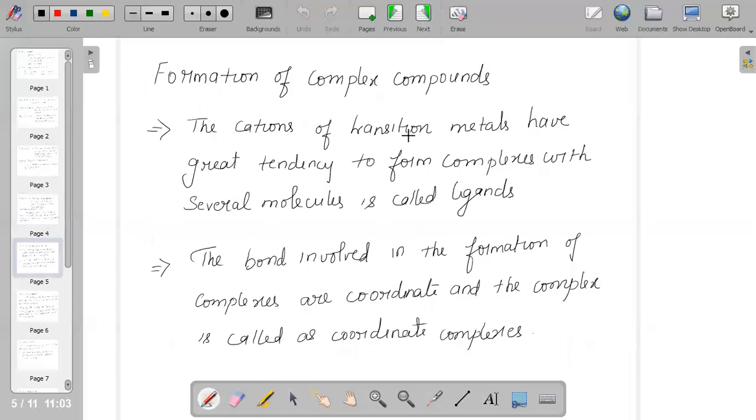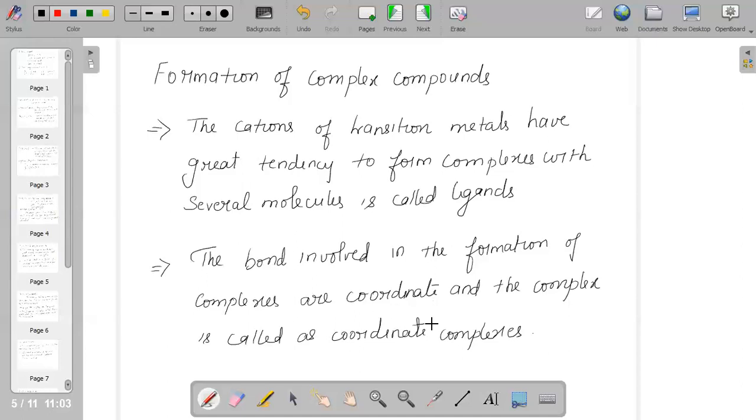And next we have to study the formation of compounds, how d block elements are helpful in forming compounds. So basically we say that the cations of your transition metal will have a great tendency to form complexes with several molecules we call ligands, and the bonds involved in the formation of a complex are nothing but coordinate bonds, and the complexes we call coordinate complexes. So the bond which helps in the formation of your complex we call a coordinate bond, and hence the complex is called a coordinate complex.